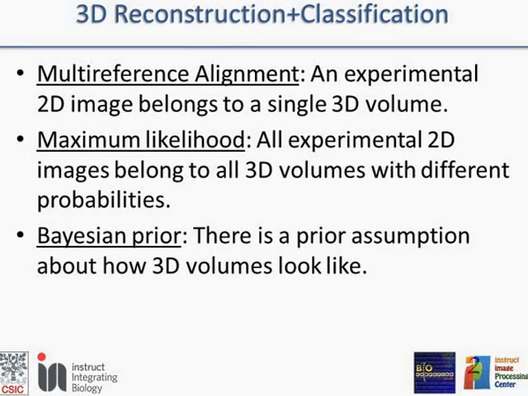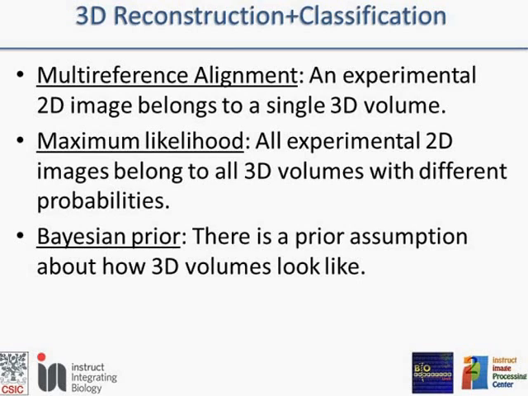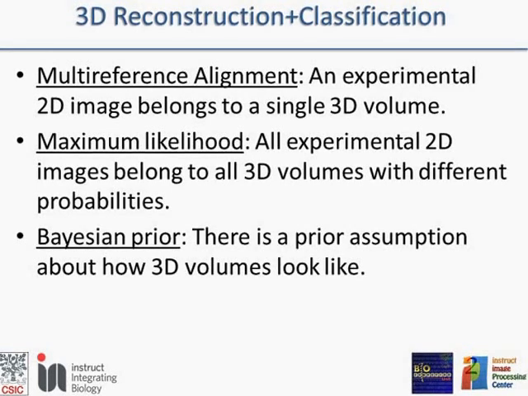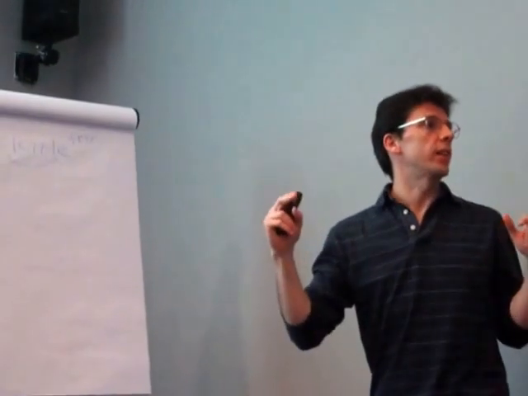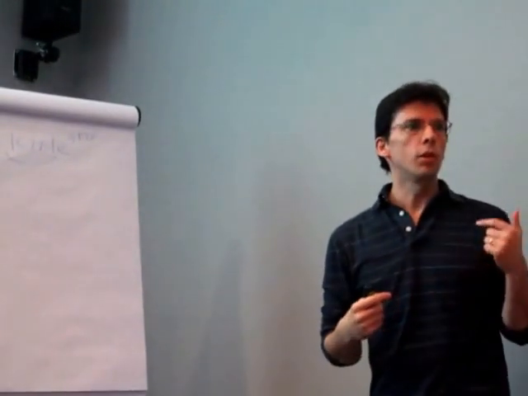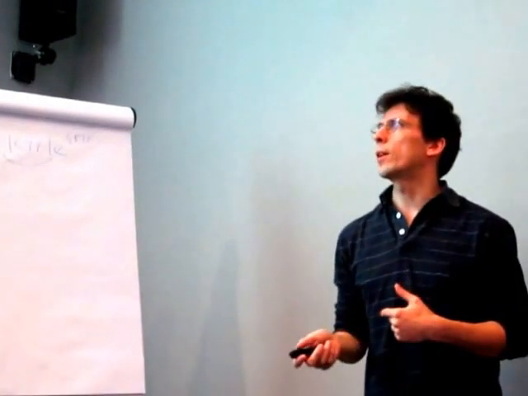And then there is the Bayesian prior. Relion, for instance, is using a Bayesian prior that is added on top of maximum likelihood. So all images belong to all classes, but on top of that, I know a little bit how the 3D volume should look, statistically. So what is the distribution of the Fourier coefficients in Fourier space?